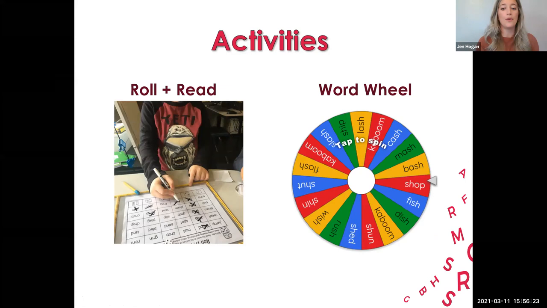And I've been doing a lot with this word wheel. This is from wheelofnames.com. It's super simple. You just type in all of the words and it spins. And we've been playing with the phonics that way as well.